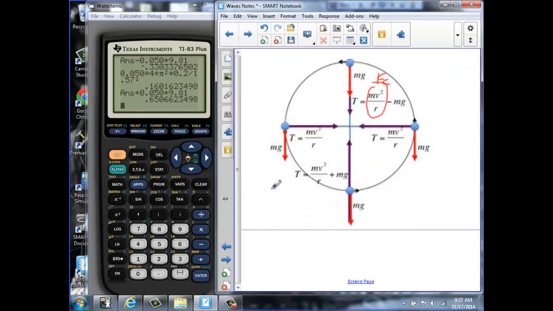So what I'd like you to take most out of this example is, if you're solving for tension at the bottom of a circle, add gravity. If you're solving for tension at the top of a circle, subtract gravity.